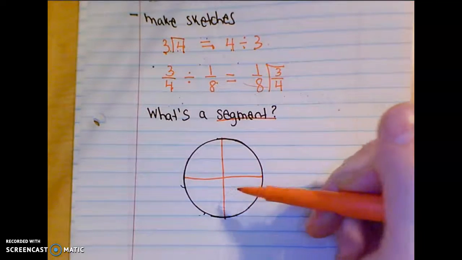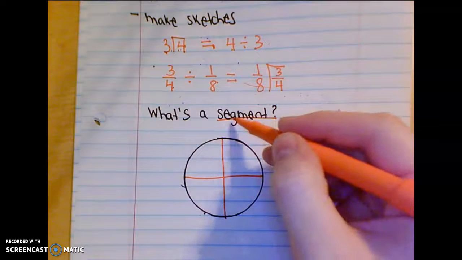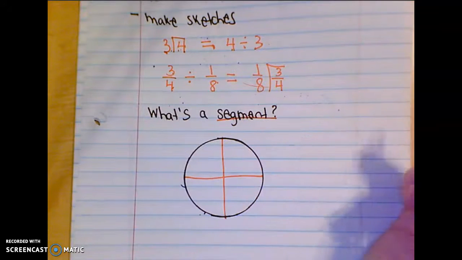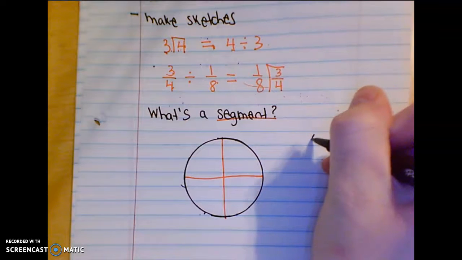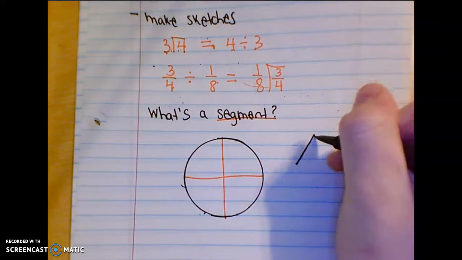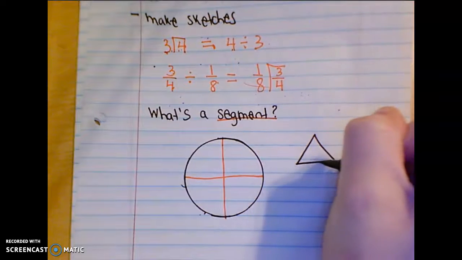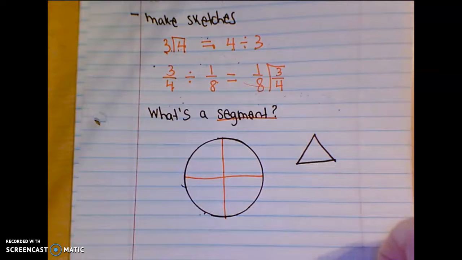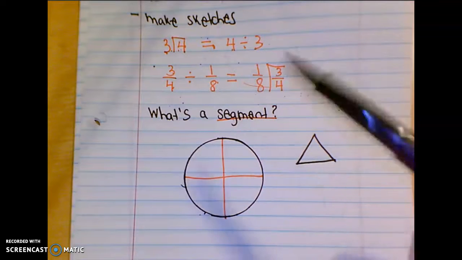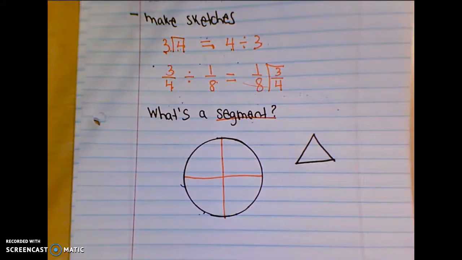Those lines that you just drew, those are segments, okay? If you draw a triangle out to the side, how many segments did I just draw? 3, okay? So when you are making polygons, you're drawing different numbers of segments. So you're going to need to know this word for today's lesson, all right?